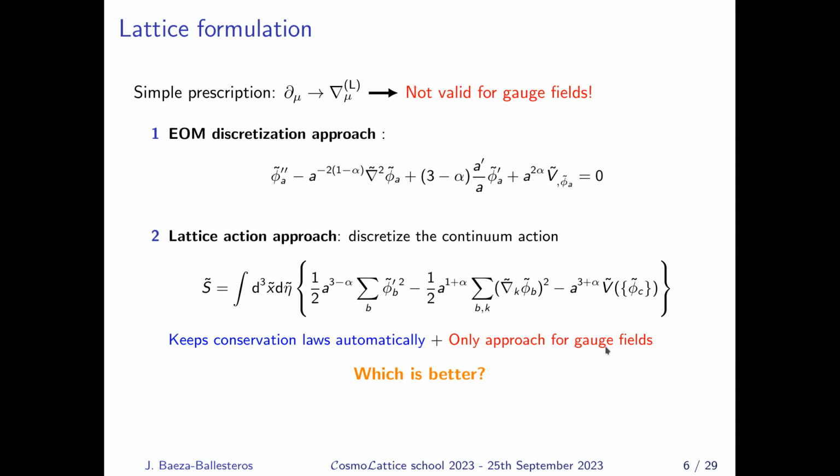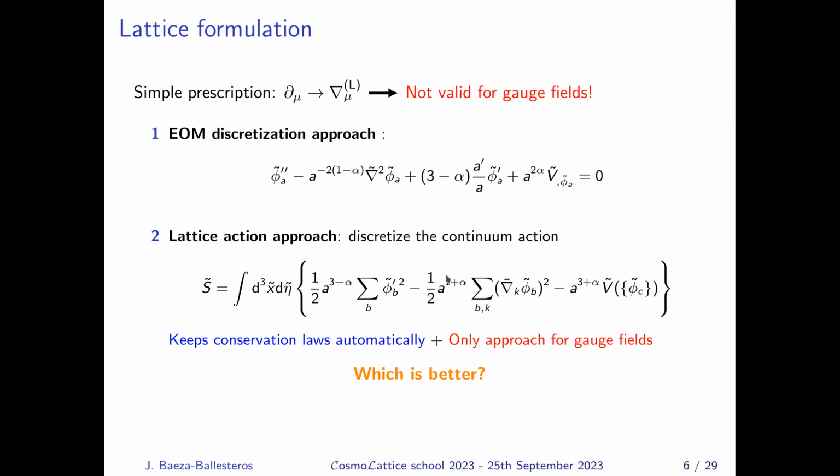And indeed, for gauge fields, and in particular for non-abelian gauge fields, you need to go for the lattice actions because you have to wisely choose the dynamical variables, the degrees of freedom that you want to consider. But in any case, for the scalar fields, both options are valid.